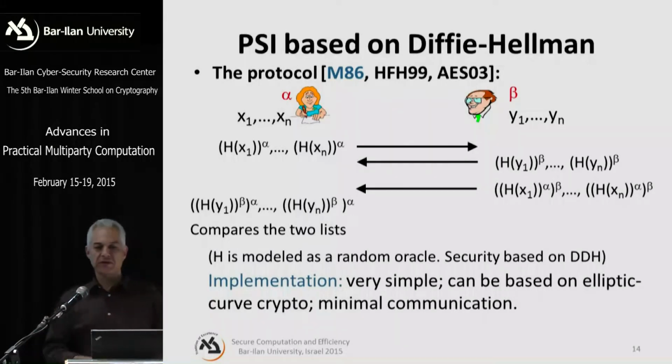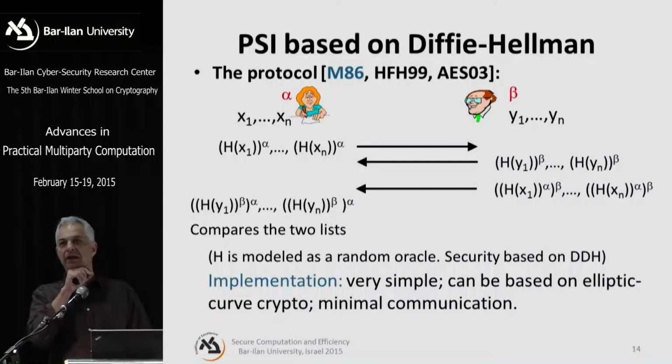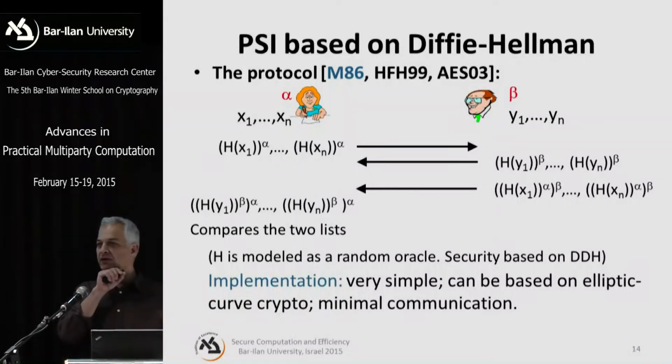To prove security, you need to model the hash as a random oracle and use the DDH assumption. And the nice thing about this protocol is that it's very easy to implement. So I guess most of you, even me, even if we haven't implemented anything for years, it's really straightforward to implement.